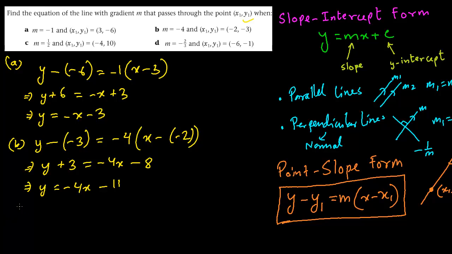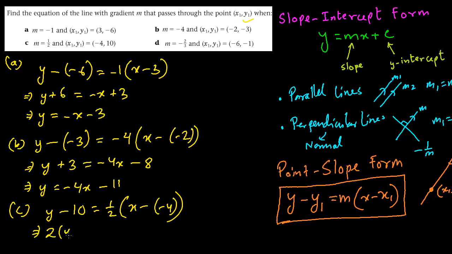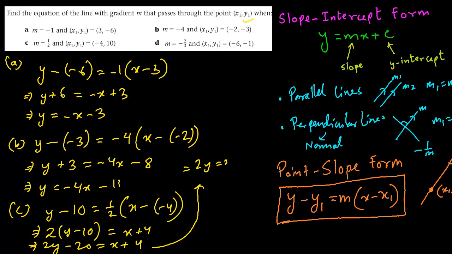So question number C, y minus y1, the y coordinate is 10, equals m, which is half, times x minus x1, so minus minus is going to be plus. Now this is a fraction, so we can cross multiply here to make it integer. So 2 into y minus 10 equals x minus minus 4, which is x plus 4. That turns out to be 2y minus 20 equals x plus 4. And we can write this as 2y equals x plus 24.